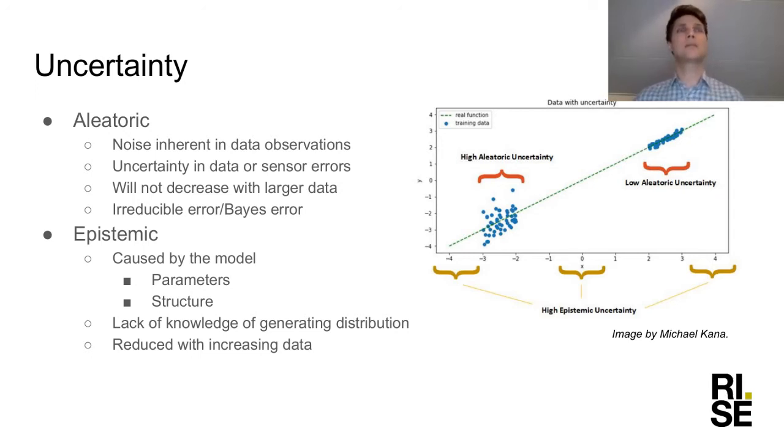Now, epistemic error is instead errors that are assigned to the model. So this could be due to parameter settings, or it could be due to the structure of it. It could also be due to having limited data, and that's what you can see in the image to the right, where you have not much training data. In those regions, you get high epistemic uncertainty because the model doesn't have much to train on. In regions where you have data, there may be aleatoric uncertainty instead.